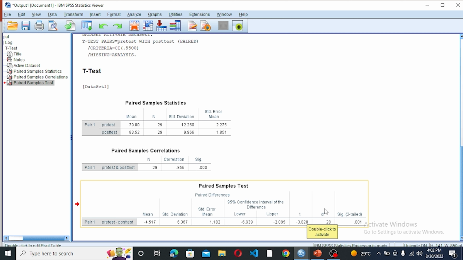And this tallies with the significance level as estimated, which is 0.001. So we can conclude that our result is statistically significant. Therefore, we can infer that there is a significant mean difference between the two variables used, that is pre-test and post-test, meaning that the internet access given to the students has really improved their academic performance.